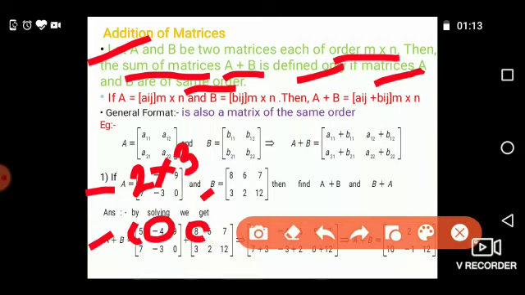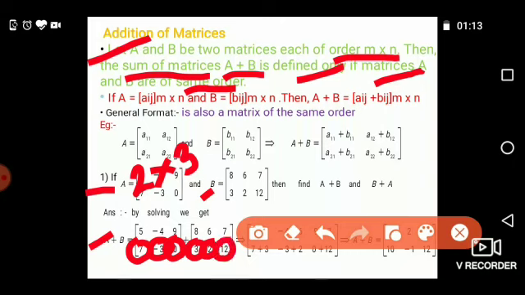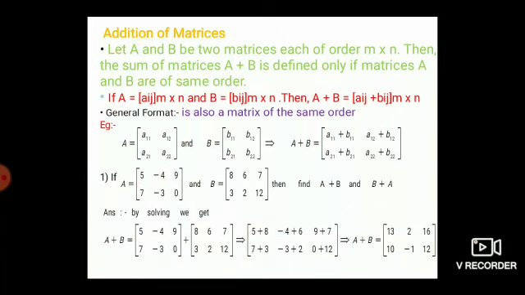Similarly, we can add the corresponding elements of the second row of both matrices. 7 plus 3 gives 10, comma, minus 3 plus 2 gives minus 1. And finally, 0 is added with the corresponding element of the next matrix, that is 12. 0 plus 12 is equal to 12. Therefore, in this case, we have the matrix A plus B as 13, 2, 16, 10, minus 1, 12.